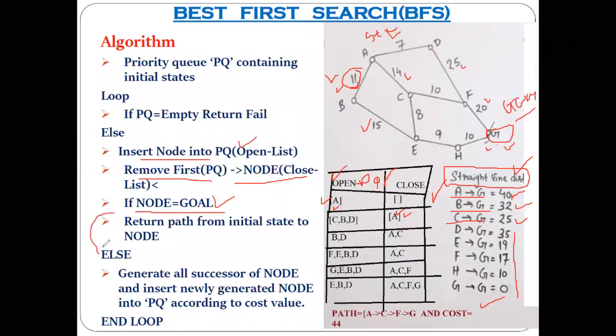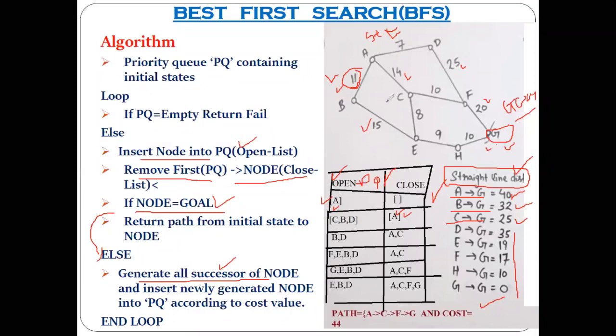Then we have to come to the else part. Correct? What is being mentioned in the else part? Generate all successors of node. Means we have to generate the successors of which node now? At this point, we have to generate the successors of the initial node, that is, node A. Correct or not? Yes, sir.